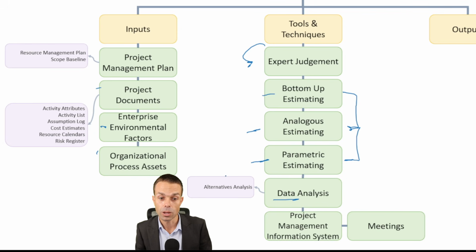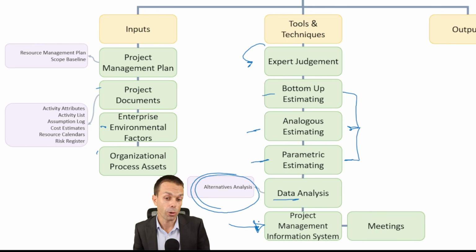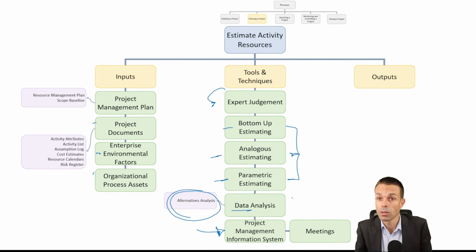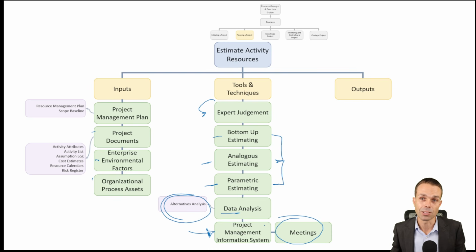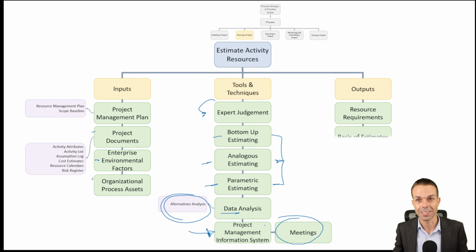Data analysis to analyze the alternatives that we need, and then all of that information on our project is in our project management information system. And that could be a system like SharePoint or Jira, or it could be Microsoft Project, many different things, whatever that system is. It's always different. Meetings, as always, to tie it all together.